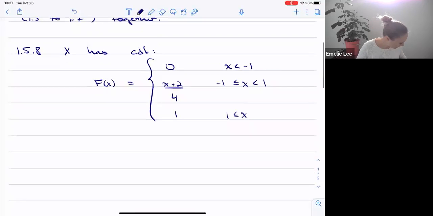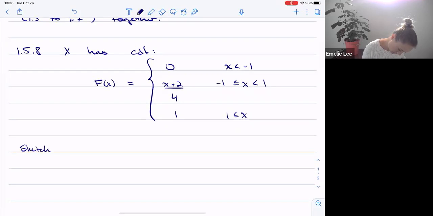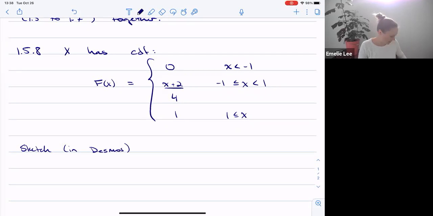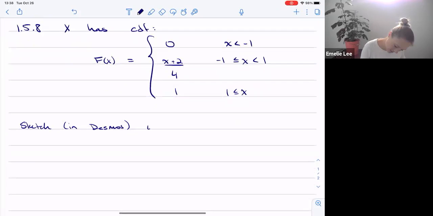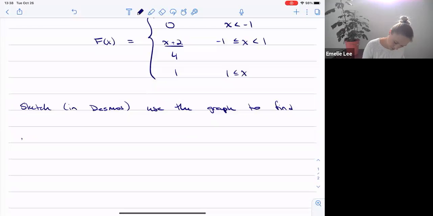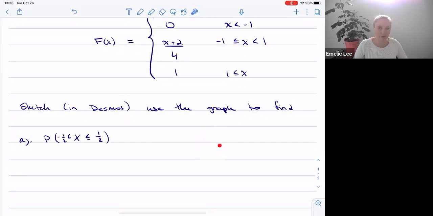Okay, so I think it says sketch in Desmos. So I'll bring in that graph, you'll have had it, and then use the graph to find part A, the probability that X is between 1/2 and -1/2, or other way around probably. I'll start there and then I'll bring in the graph here.